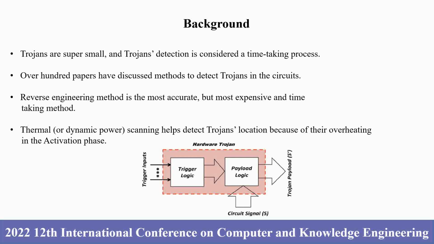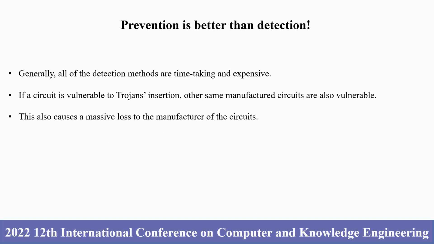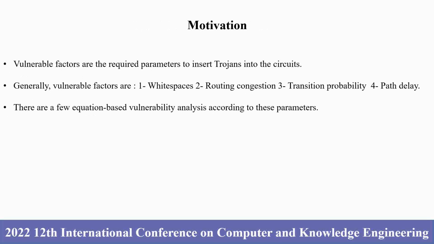for some malicious purposes. So now that we know that there are many methods to detect hardware Trojan, but all of them have some problems, we can say that prevention is better than detection, right? So generally, all of the detection methods are time-taking and expensive, and unfortunately, if a circuit is vulnerable to Trojan insertion, other same-manufacturer circuits are also vulnerable. And this also causes massive loss to the manufacturer of the circuits. So this problem motivated us to follow a new solution for the hardware Trojan and digital circuits industry.